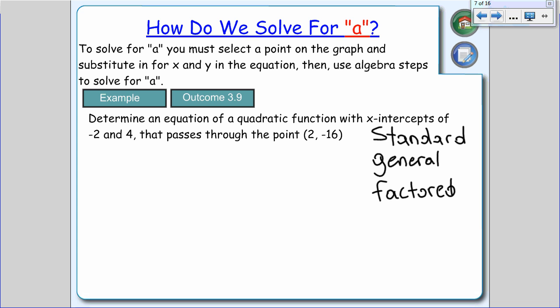Depending on the questions you get, you need to know which form you want to work with. For this question we have right now, if you read it, which format would work best? Factored. Why would factored work best? Because you have your x-intercepts. Whatever they give you, work with the format that works with that. They give us x-intercepts, so we need to use those to our advantage. We can't use those in standard form. There's nowhere to place those.